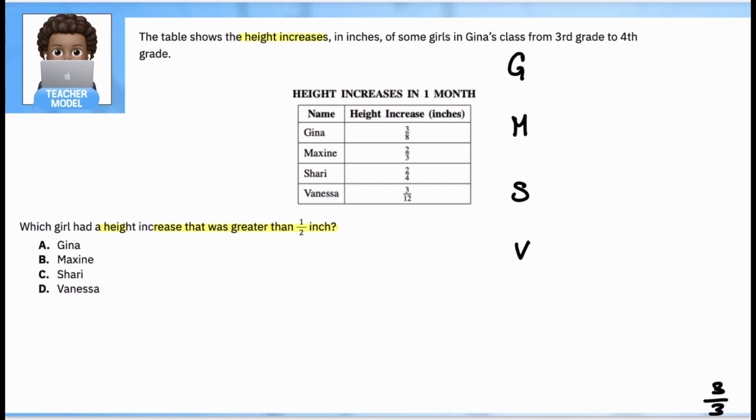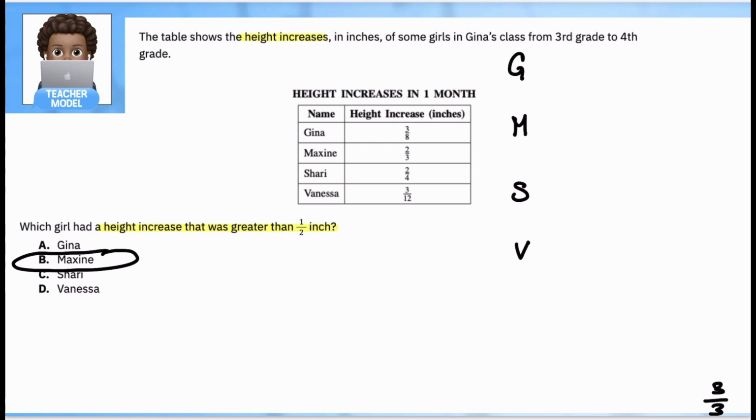Let's do the answer reveal. Which girl had a height increase greater than 1/2 inch? And the answer is Maxine. So how did I get this answer? Well, if you had Maxine, congratulations, great job. If you didn't, let's work through this problem to figure out where we have a difference happening.